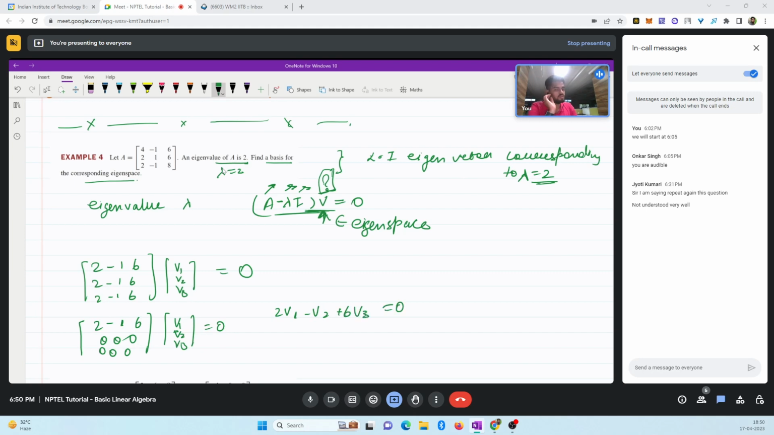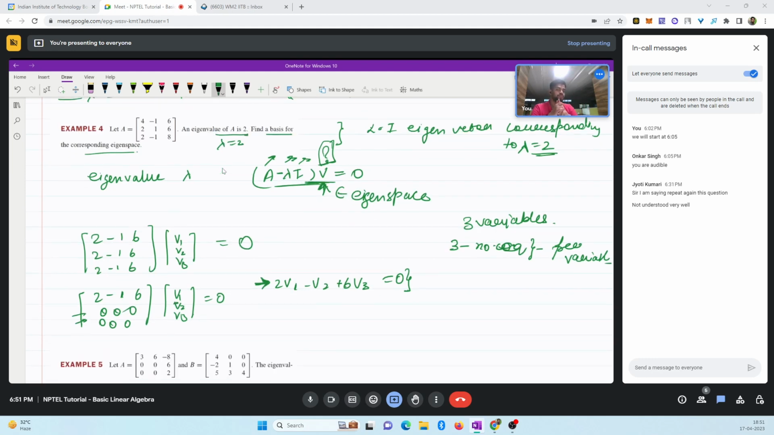Now one thing that you should remember is that you have three variables here, and you got only one condition. When you row reduced everything, you got one equation, I'll call it a condition. So 3 minus the number of conditions gives you the free variables. In other words, the number of zero rows you have are your free variables. So you have two free variables here.